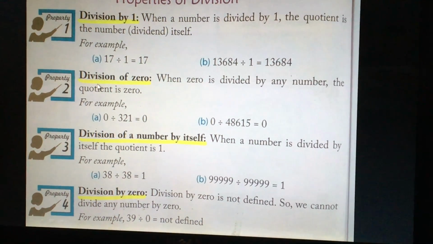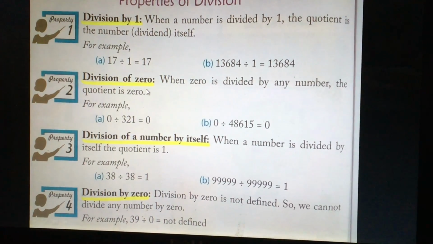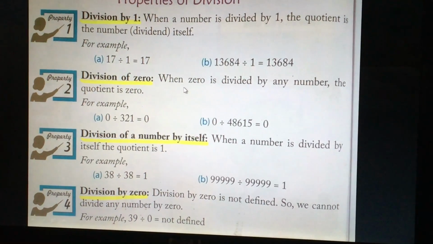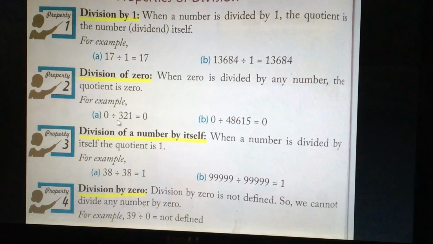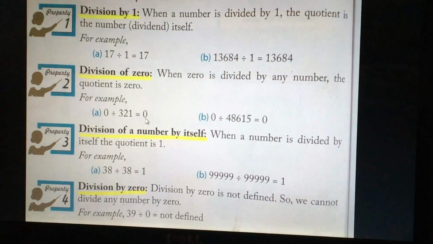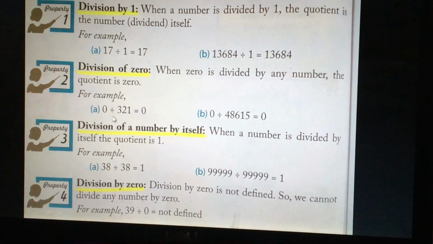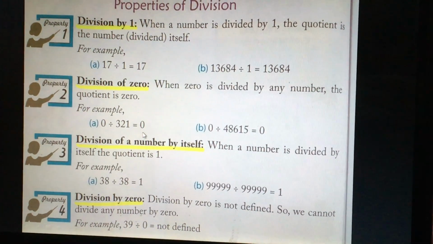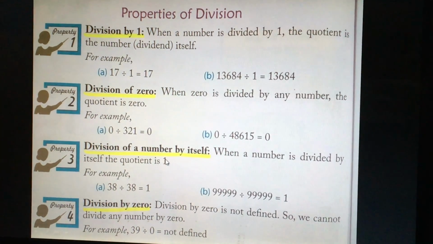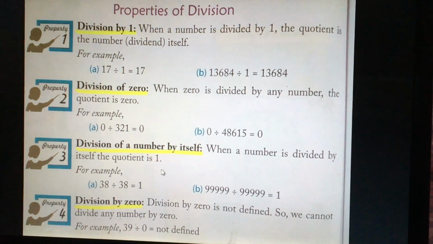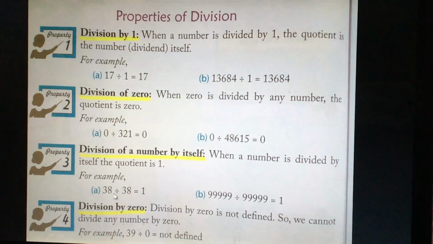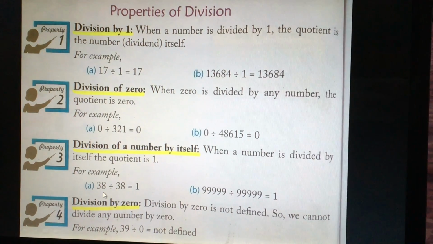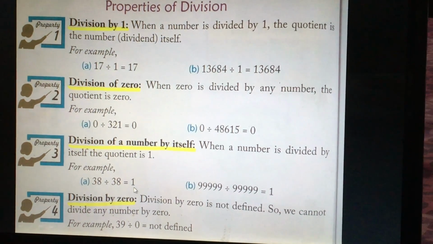Second property, division of 0. That is, if 0 is divided by any number, the result, the quotient, will be 0. If we divide 0 by 321, the answer will be 0. Third property, division of a number by itself. If we divide a number by itself, that is 38 divided by 38, the answer will be 1.